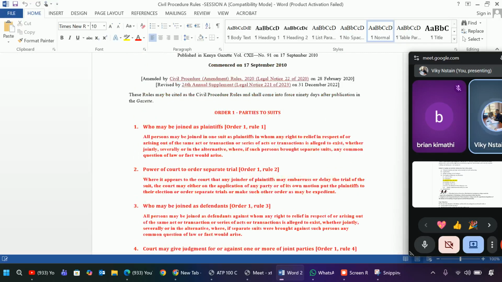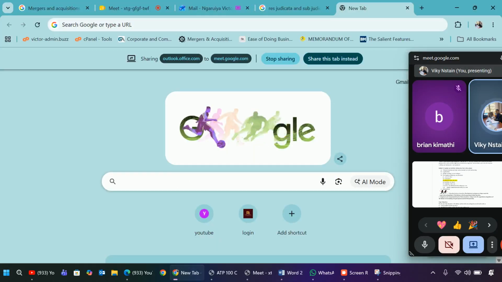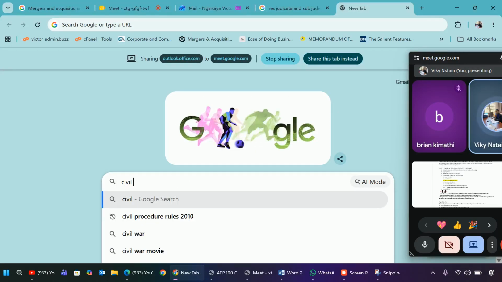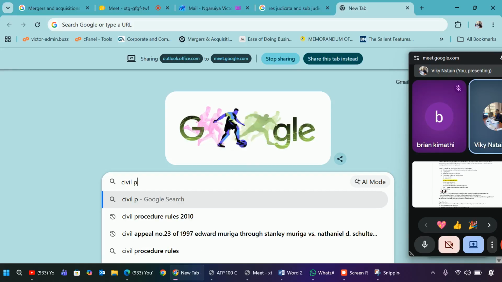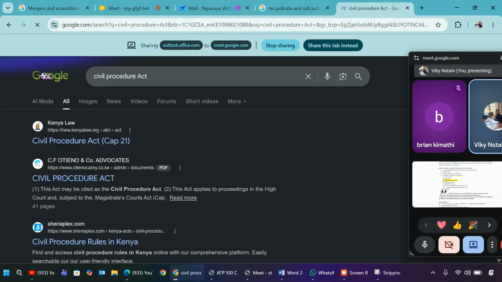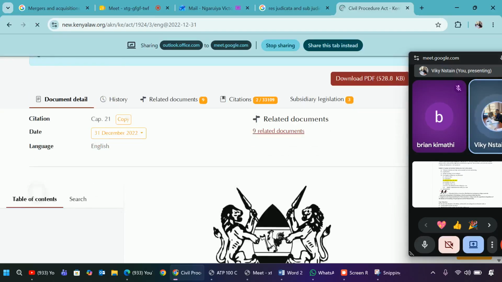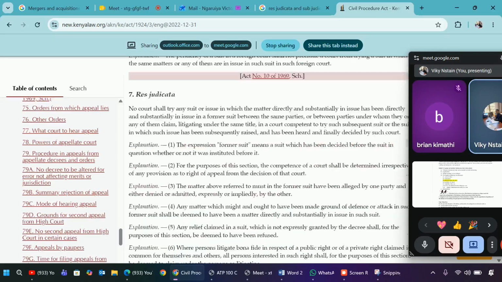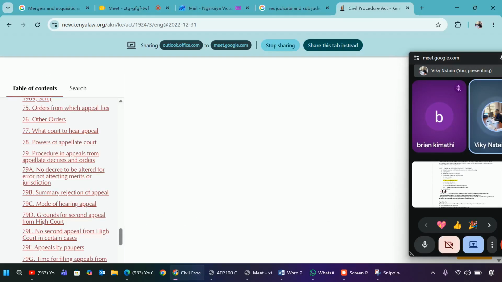Sorry, it is the Civil Procedure Act, not the rules. Civil Procedure Act. Let us go through section 7 on res judicata. Section 7.